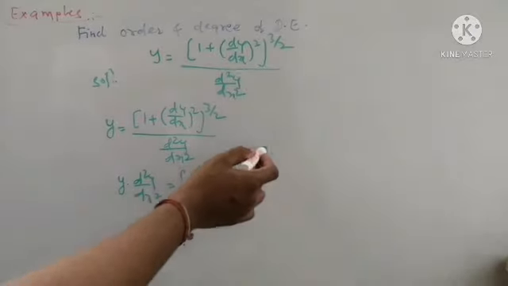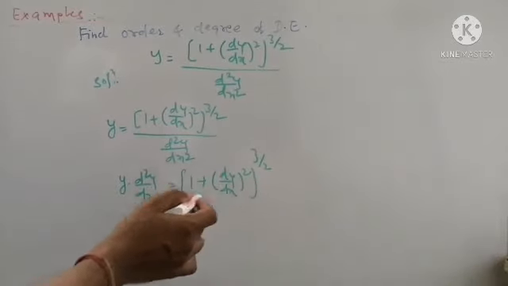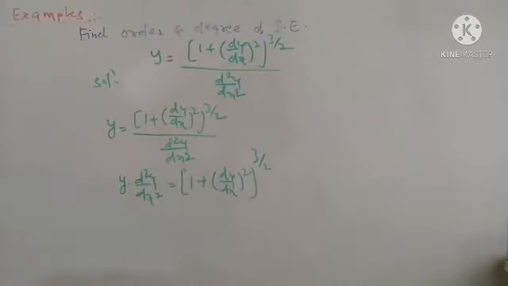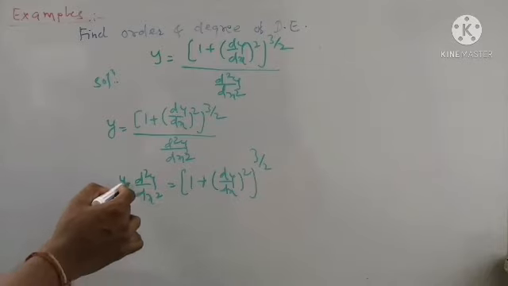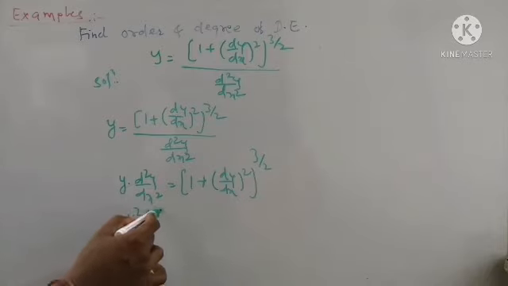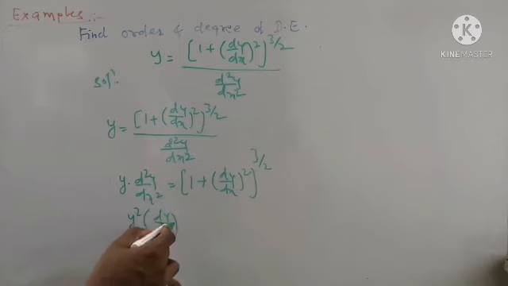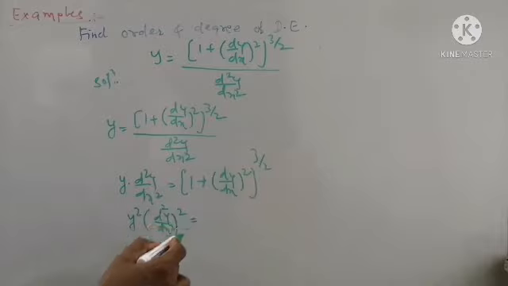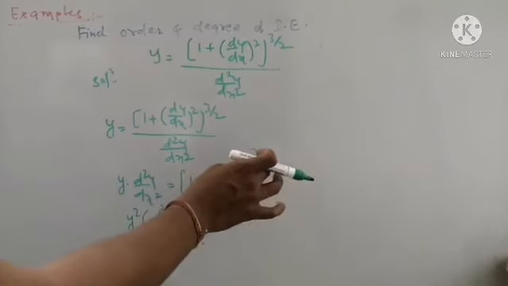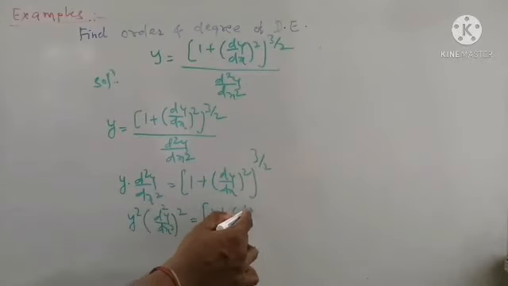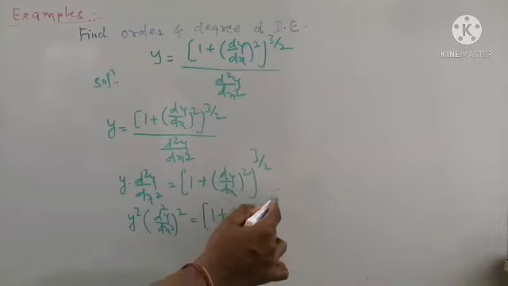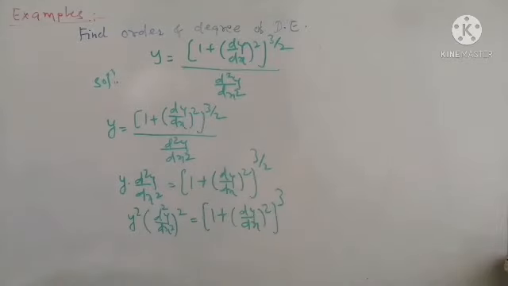Now, as we observe, there is a fractional index 3 by 2, so we have to make it an integer, so we multiply by 2. That means we take the square on both sides. On the left hand side, as there is a product, we take the square of each term separately, so the first term gives y square, and the second term gives (d square y by dx square) square. On the right hand side, as this term has index 3 by 2, multiplying by 2 cancels the fraction, and we get (1 plus (dy by dx) square) raised to 3. Now we can define the order and degree of this differential equation: the order is 2 and the degree is also 2.